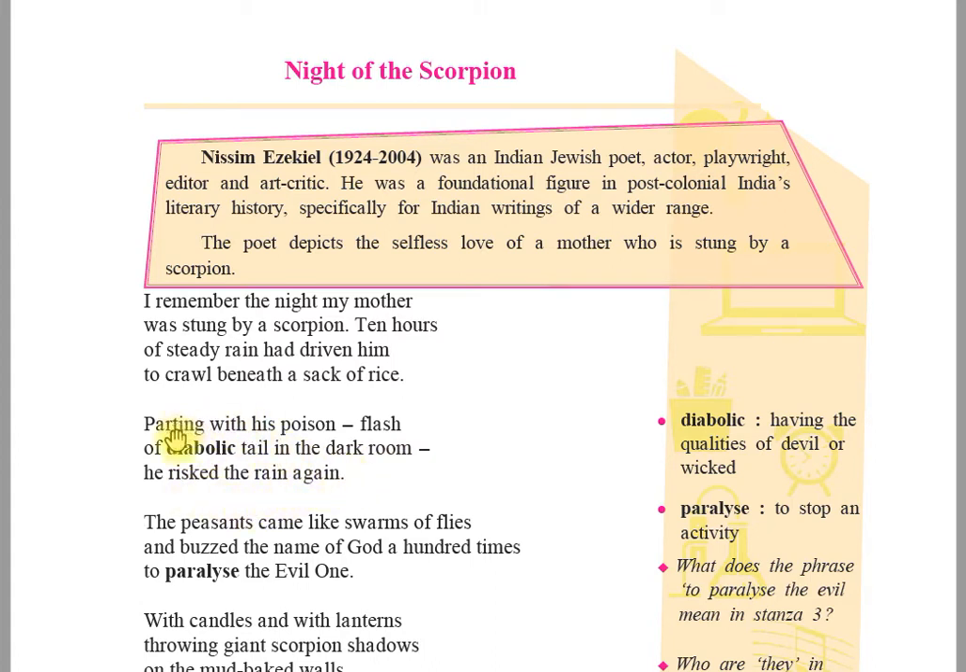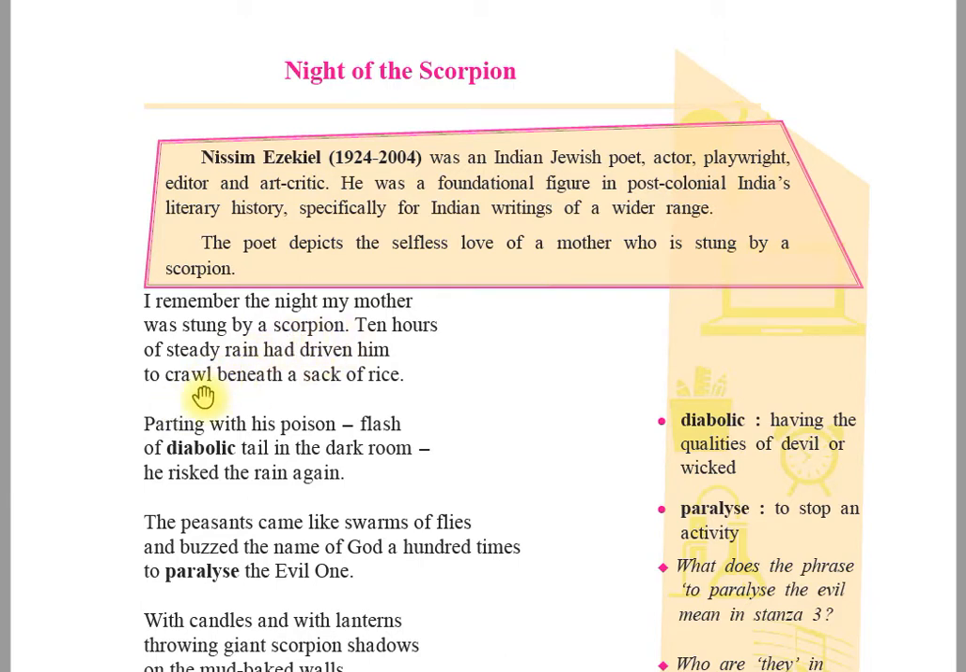Now here, the word diabolic. What does the word diabolic mean? Having the qualities of the devil, or wicked. Now here, I will explain the first few lines.